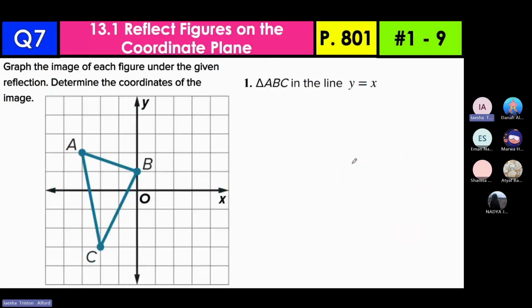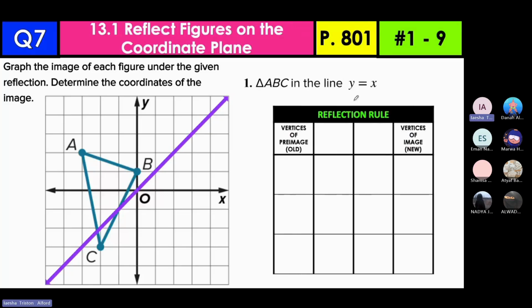So here, this is question number 1. It says triangle ABC in the line y equals x. So we need to flip across this line. It's more like a diagonal flip. It's not moving things from left to right. It's not moving things from up to down. You have to move yourself in a diagonal way across this line. So the best way to do it is just to make a table to keep yourself focused.